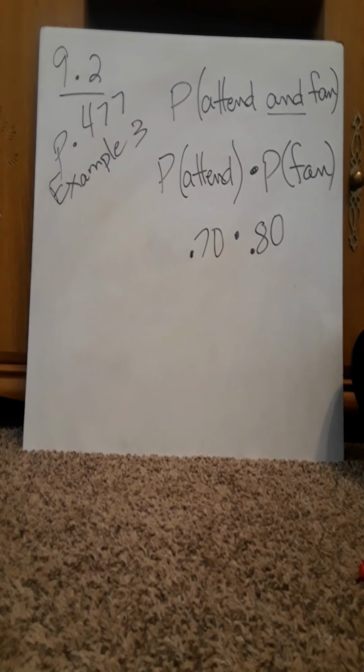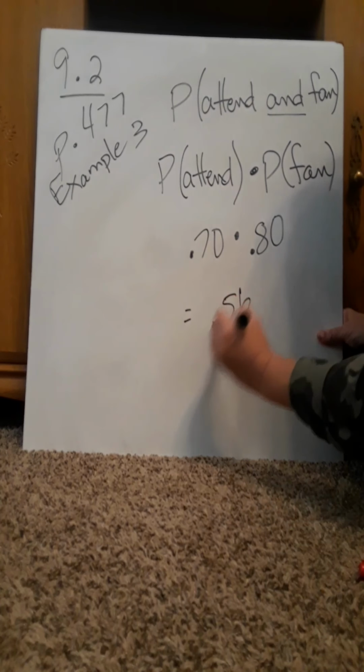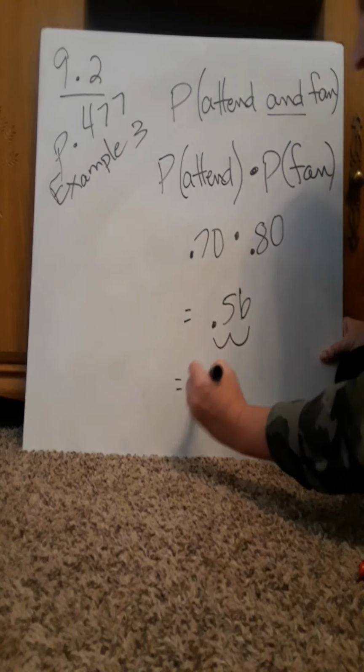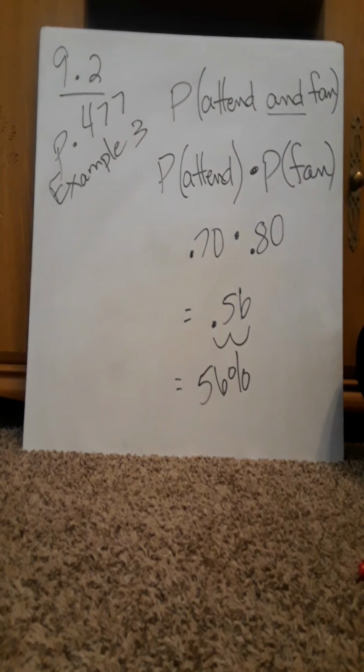So 0.70 times 0.80 is going to give you 0.56. And then you can change that into a percentage if you want. So you can either say 0.56 or you can say 56%. Okay, so yes, you can do it the way that the book does it and use the conditional probability formula, but you can also just do it this way too and just treat it like it's an and statement and multiply the two probabilities together.